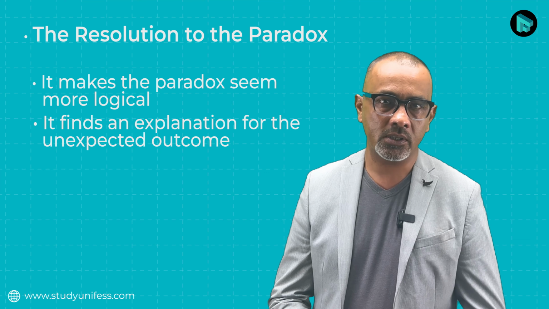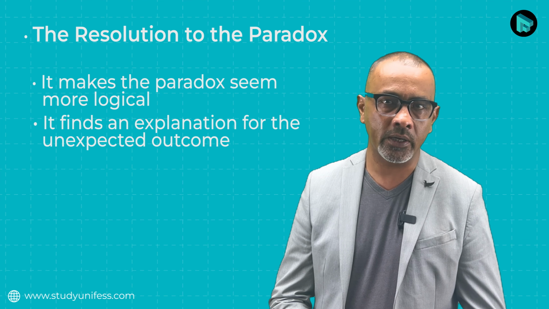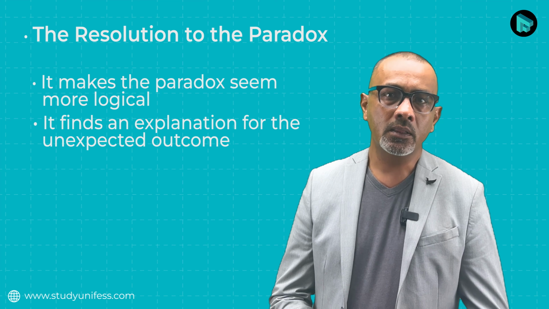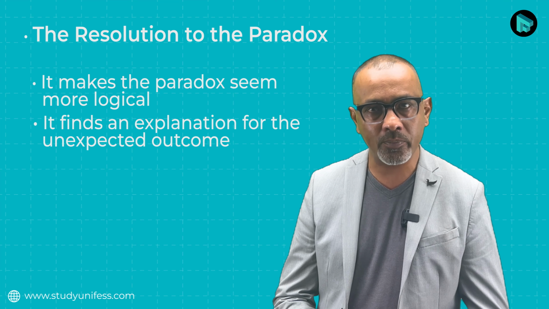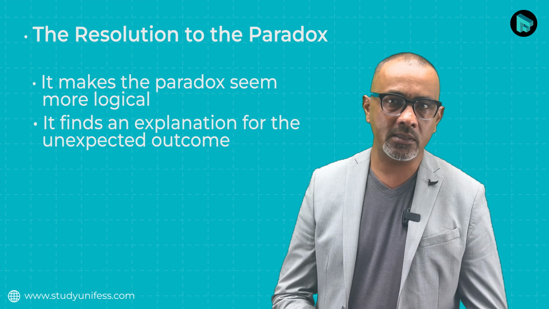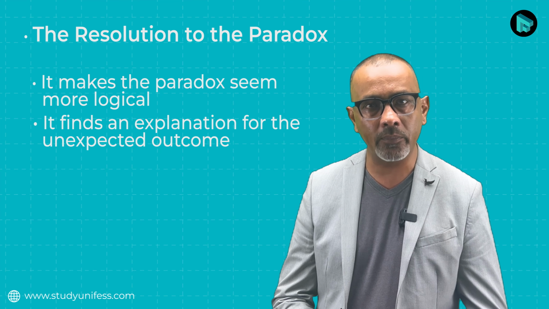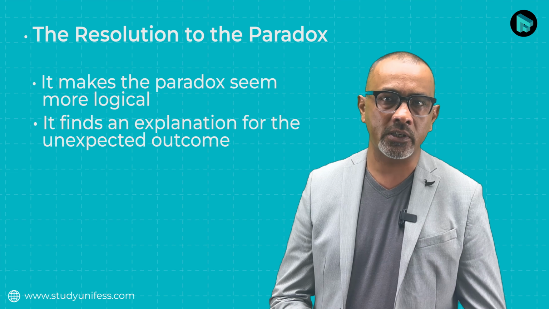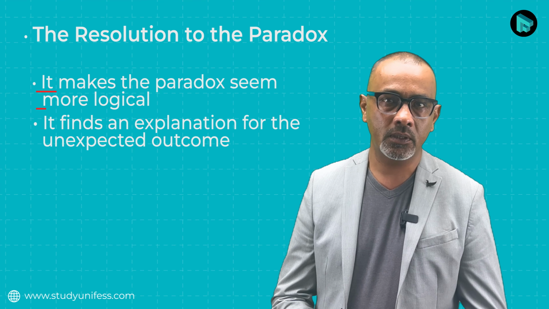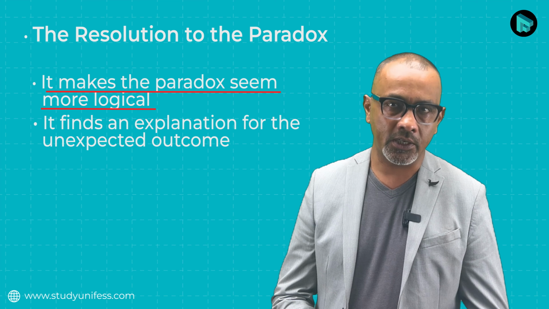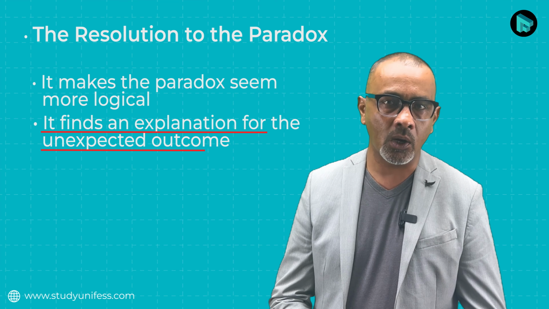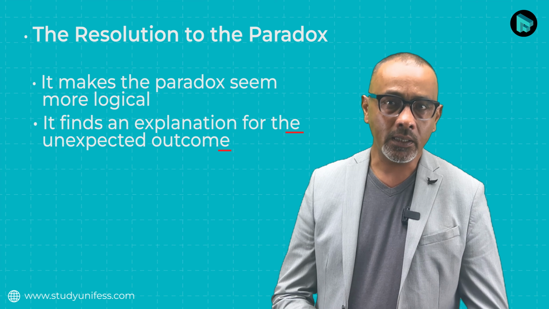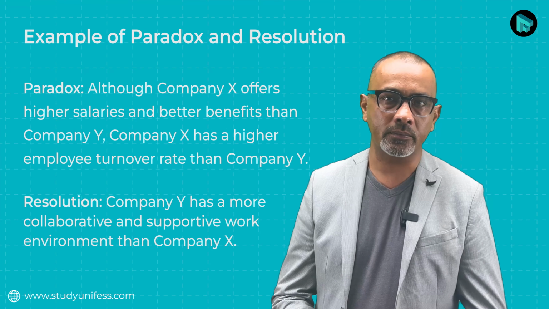Every paradox has a resolution in the GRE and GMAT. The resolution to a paradox involves finding an explanation that reconciles the seemingly contradictory elements, making the overall scenario more logical. The resolution explains why the paradox has such an unexpected outcome. Let's see an example of a resolution.